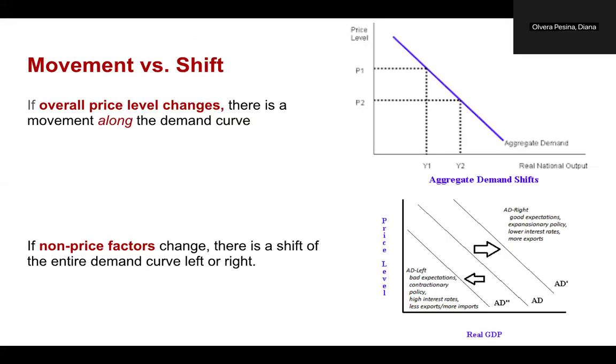However, if it's a non-price factor that makes a change, there's a shift of my demand curve, left or right. A negative factor, such as bad expectations of the future economy, high interest rates, less exports and more imports, is going to shift my demand curve left. Something with a positive effect, like good expectations of the economy, my wealth is increased, or lower interest rates, is going to shift the demand curve right because now there's more demand at that price point.